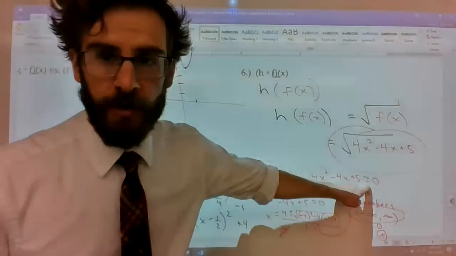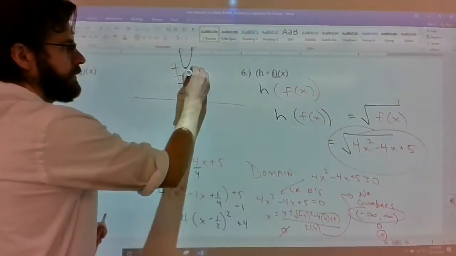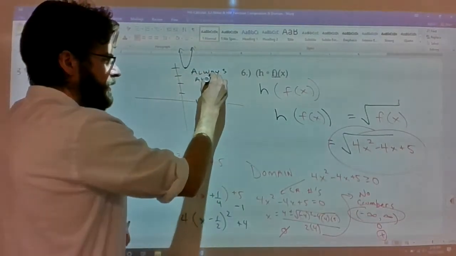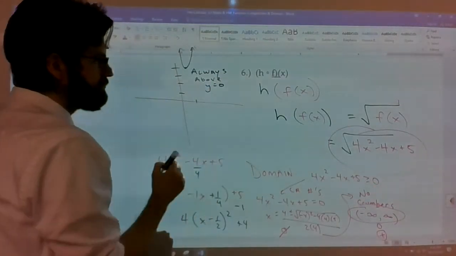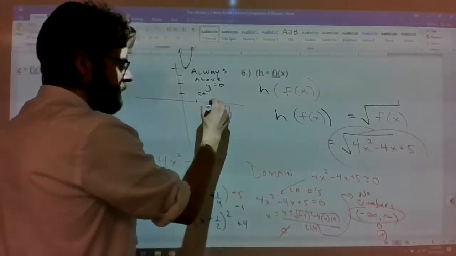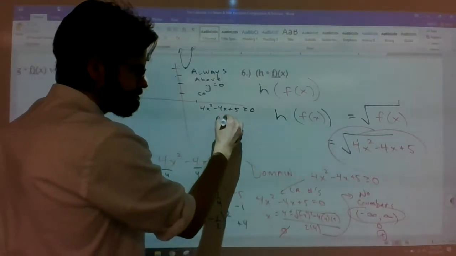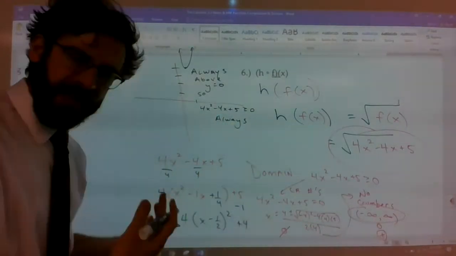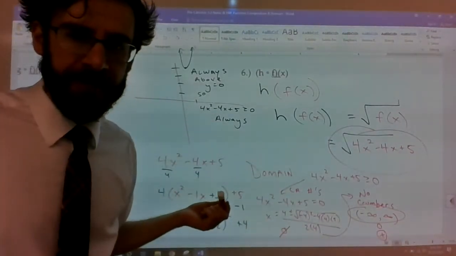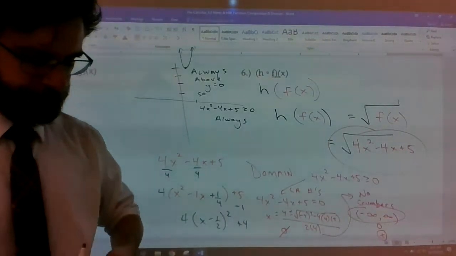Where is this greater than or equal to 0? Well, it seems like it's always greater than or equal to 0. Always above y equals 0. So 4x squared minus 4x plus 5 is greater than or equal to 0 always. I kind of like the connection between algebra and geometry because they're two completely different ways of looking at this function, but both should make perfectly good sense as to why it's negative infinity to infinity.